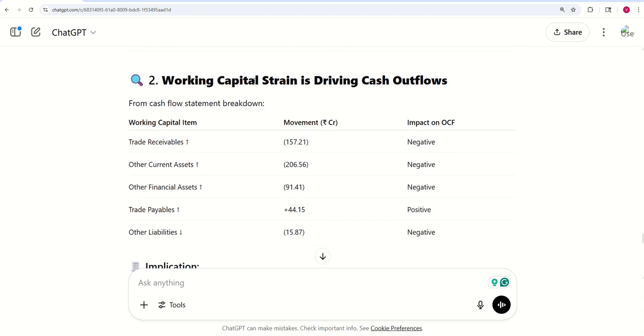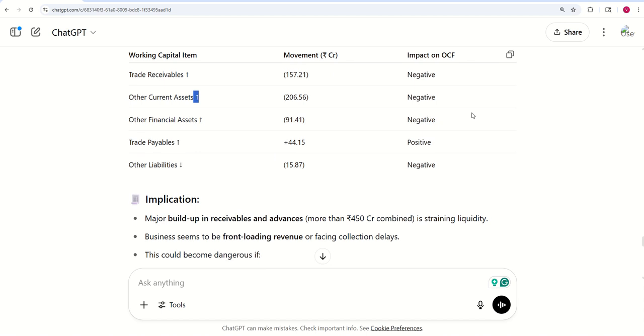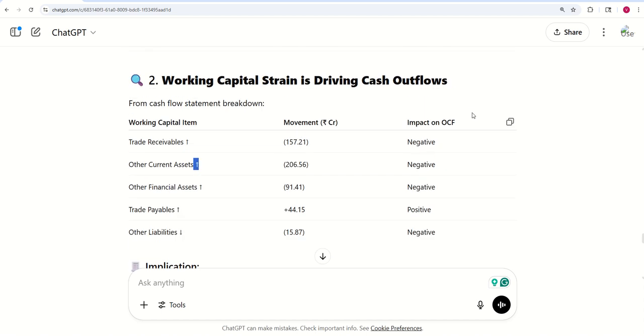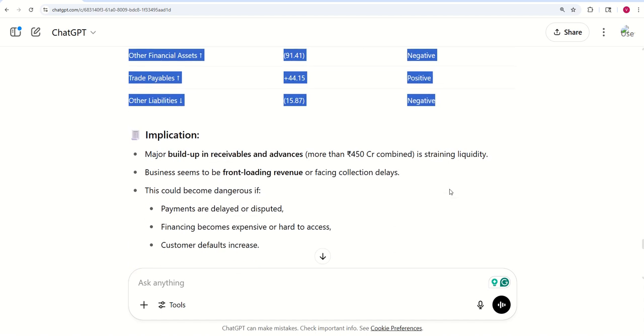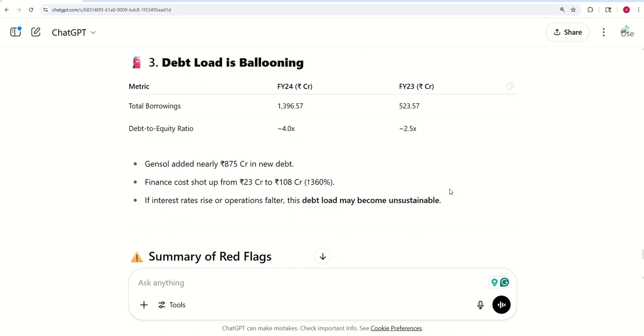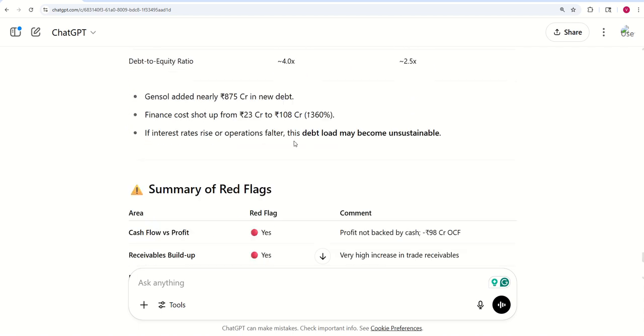Then working capital strain is driving cash outflows. Trade receivables increased, other assets increased. All these have been listed here, along with the implications. Debt load is ballooning: earlier borrowing was 500 crores, and now it is touching 1,400 crores.